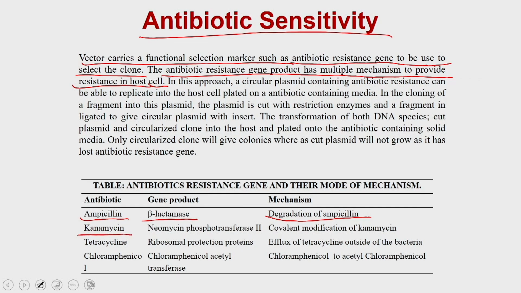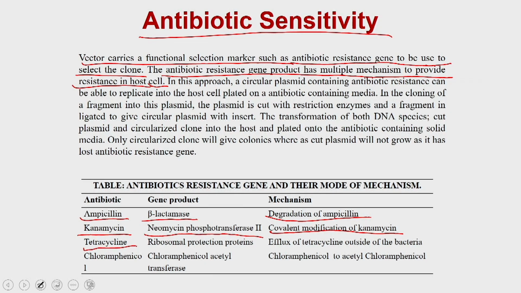The kanamycin resistance gene is going to produce a protein called neomycin phosphotransferase 2, and what neomycin phosphotransferase 2 is going to do is make covalent modifications of kanamycin, which means it is going to phosphorylate the kanamycin, and once phosphorylated, the kanamycin will not perform its antimicrobial activity. Similarly, you have the tetracycline.